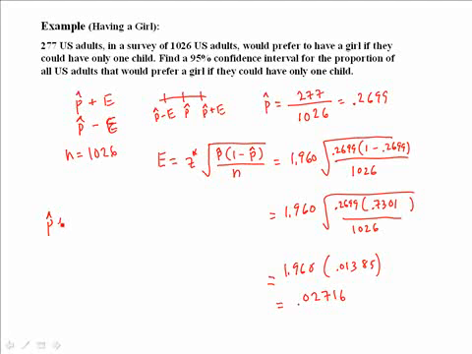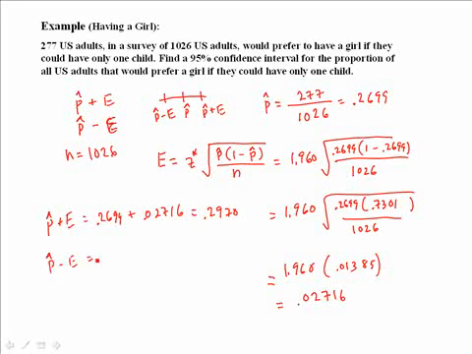So P hat plus E is going to be 0.2699 plus this 0.02716. So take that number right there and add 0.2699 to it. What do you get? That would be 0.2970. That makes sense. Okay, good.